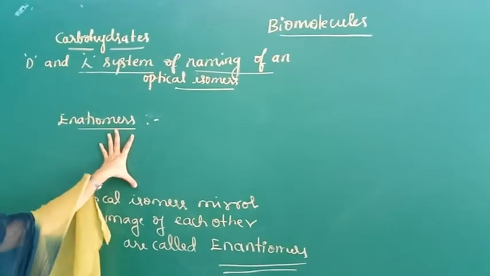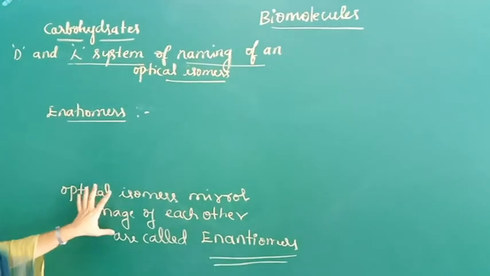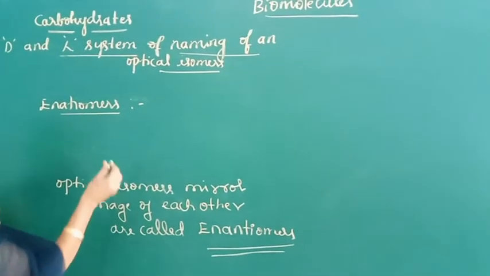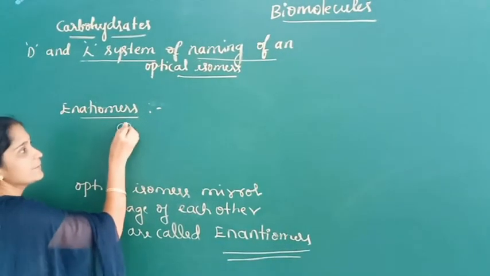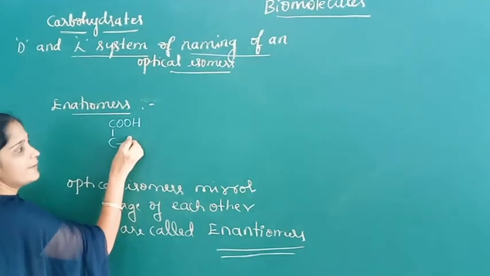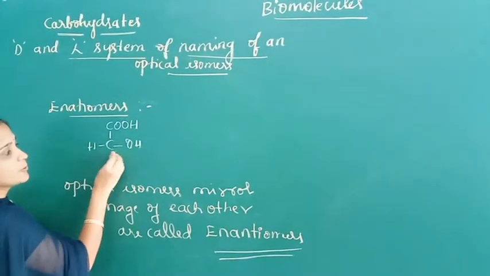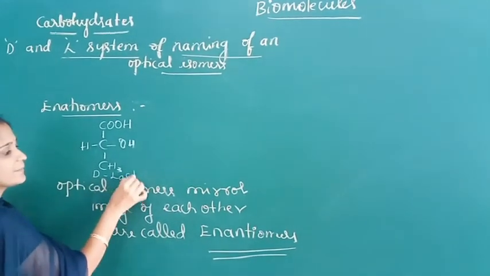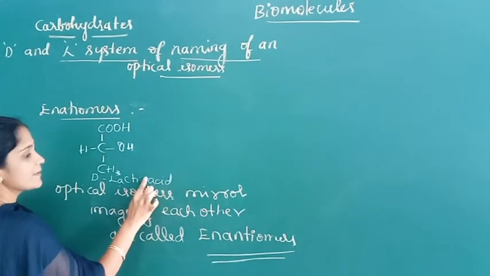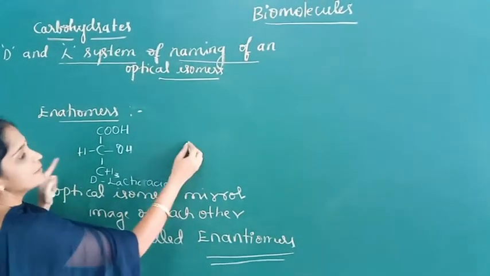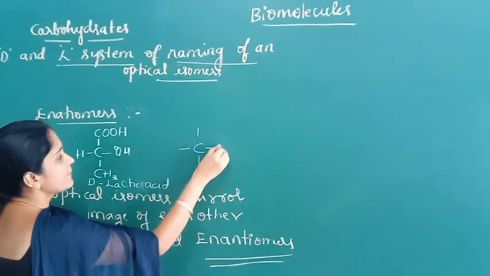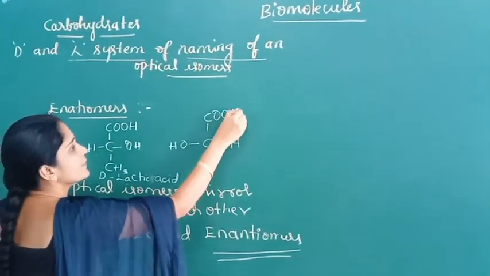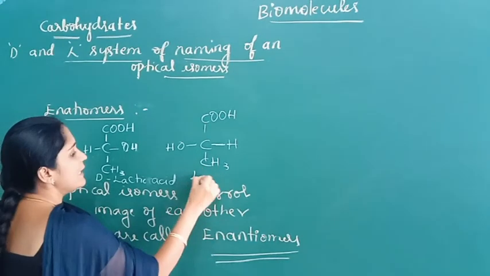Next, coming to enantiomers. Enantiomers are optical isomers that are mirror images of each other. For example, lactic acid. It contains 1 carboxylic acid group, 1 CH-OH group and 1 CH3 group. So this is D-lactic acid. The mirror image of D-lactic acid is here, only H and OH will change. Then L-lactic acid.